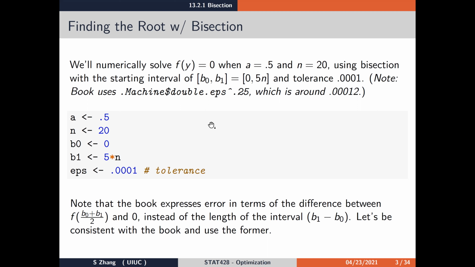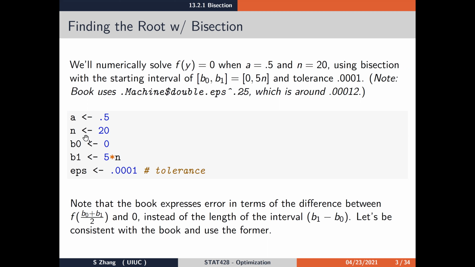So this is essentially the machine precision, that is the smallest number in R or on your computer, such that 1 plus that number can be differentiated from 1. So this is something that's built in R, and if you look at what this is equal to, it's around 0.0012. So it's quite close to the tolerance level we use.